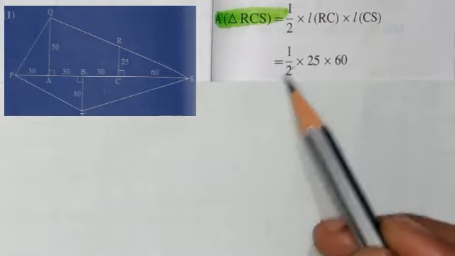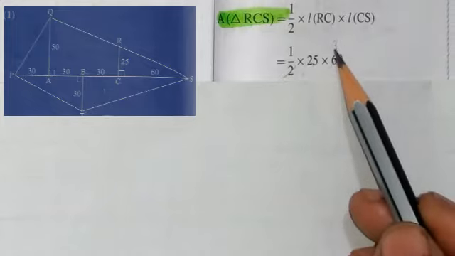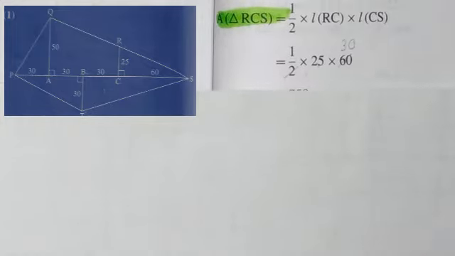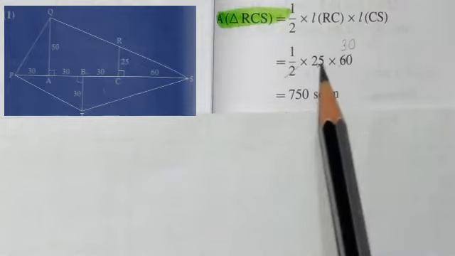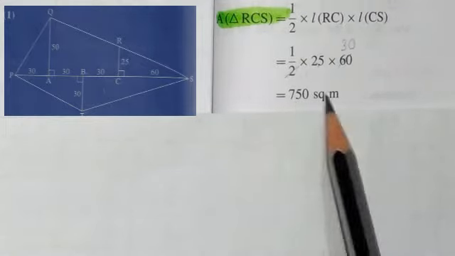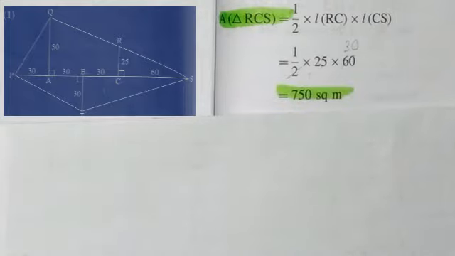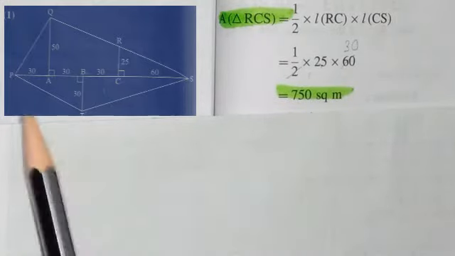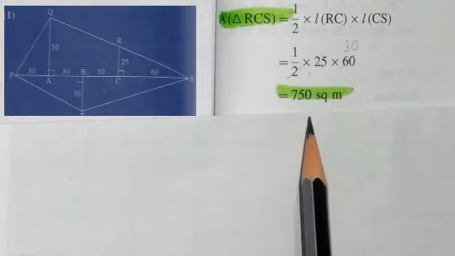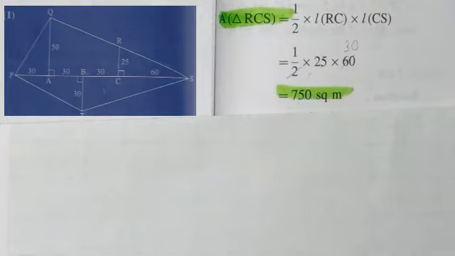Let's do the calculation. 2 ones are 2, 2 threes are 6, 2 zeros are 0. If we do the multiplication, then the answer will be 750 square meter. It means that the area of triangle RCS is equal to 750 square meter. Now students, if you look carefully, then we got the area of this whole upper part of the plot. But here we need to move towards the lower part of the diagram. So we can divide it into two different sections.